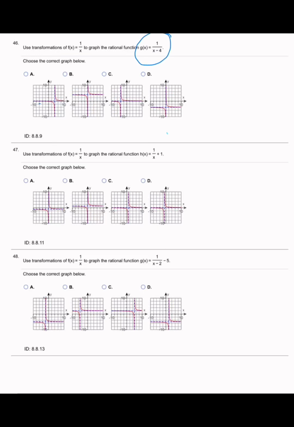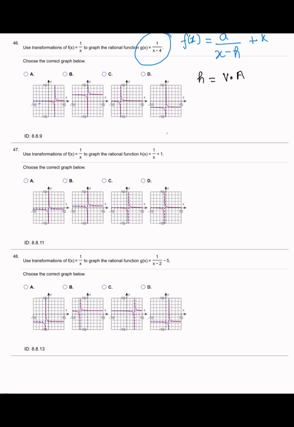We will now learn how to graph the rational expression. The parent function here is 1 over x. The basic graph of this type of parent function looks like this, and it is in quadrants 1 and 3. To graph the transform function of this rational function, f of x equals 1 over x, the transform function looks like a over x minus h, plus k.